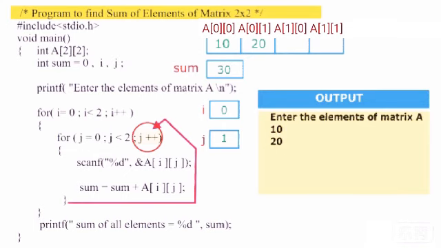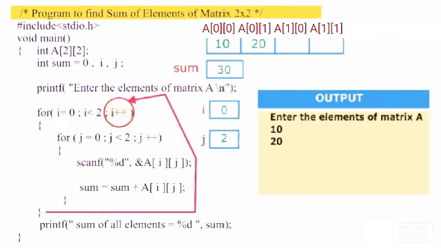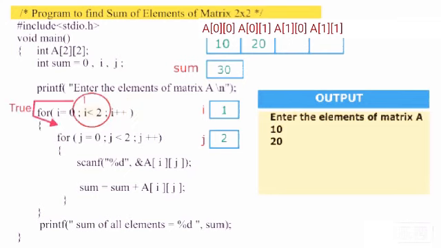Increasing the value of j, it becomes 2. 2 is less than 2. Condition goes false. The inner loop will be terminated. The cursor will be transferred to the increment section of the outer loop. Increasing the value of i, it becomes 1. 1 is less than 2. Condition is true. Getting entry in the outer block, the inner loop will be restarted.